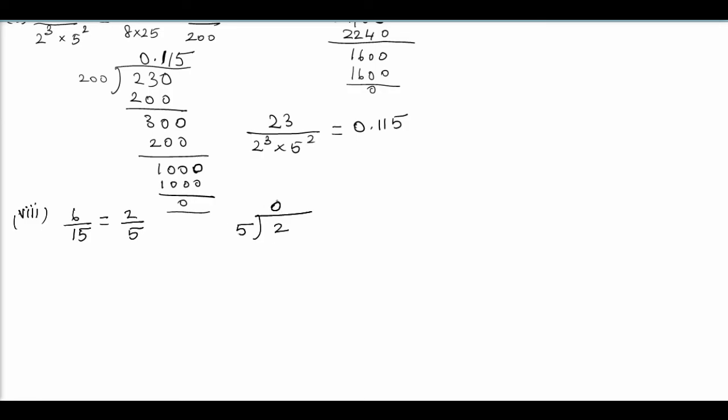We cannot divide 2 by 5. Put a 0 in the quotient and start with the decimal point and proceed with the division by including a 0. So that we get 4 times 5, that is 20. The remainder is 0. Therefore, 6 by 15 has a terminating decimal expansion which is 0.4.